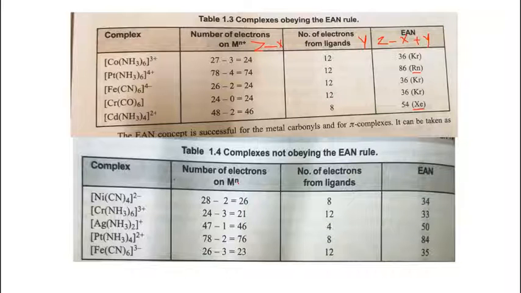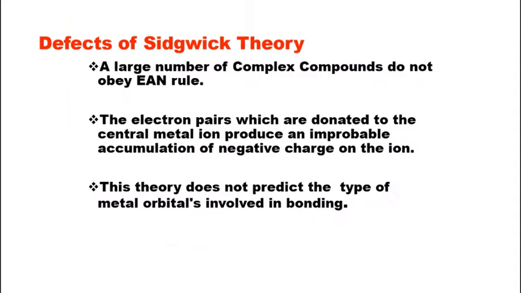So Z minus X values are given over here and the Y value is given over here, and you are substituting Z minus X plus Y, the overall value. You will get a series of values which are not the inert gas atomic numbers. So these complexes are not obeying the EAN rule. So there are certain defects of Sidgwick's theory.